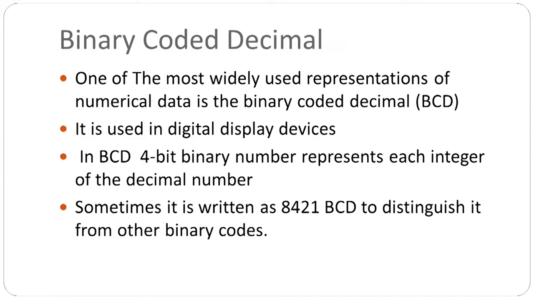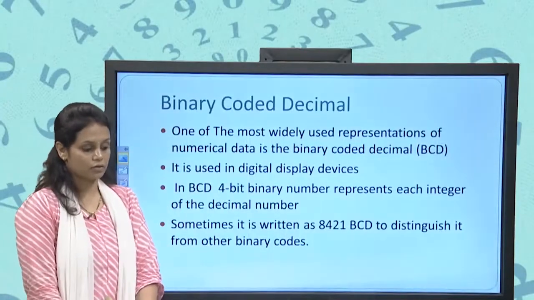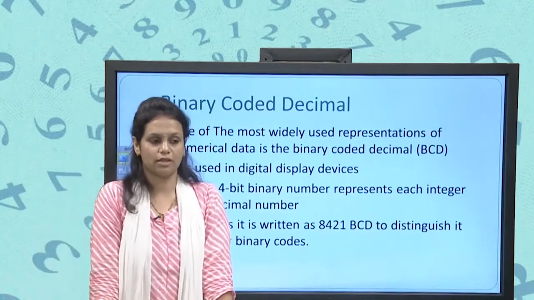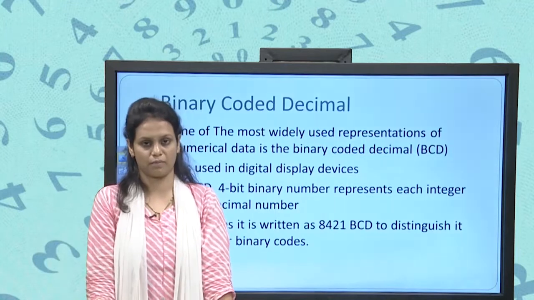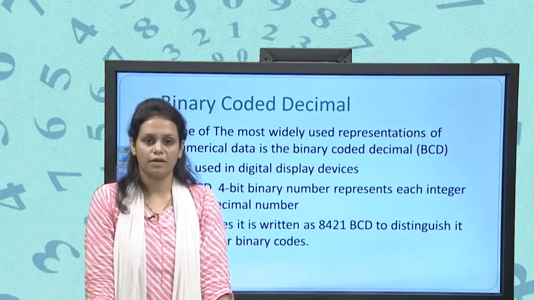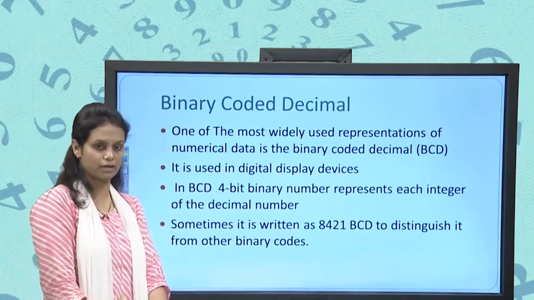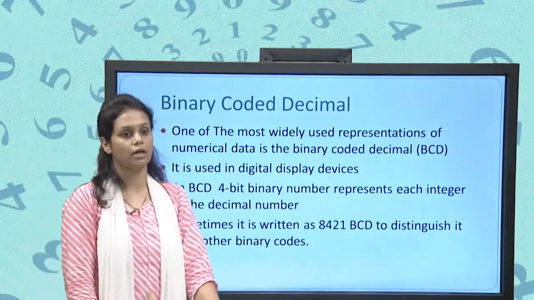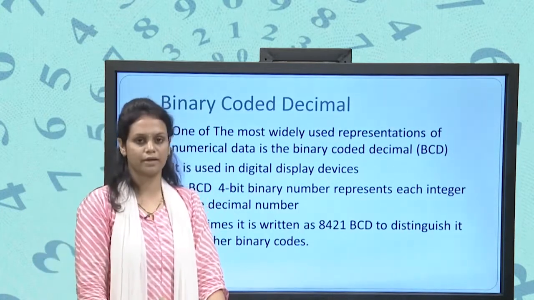Now BCD is also using a 4-bit binary number. Fine. For each representation of a digit we will use a 4-bit binary number. We will see some examples on the binary coded decimal, or how to display the normal digit into the binary coded decimal. Fine. So we will get more idea about it, right.